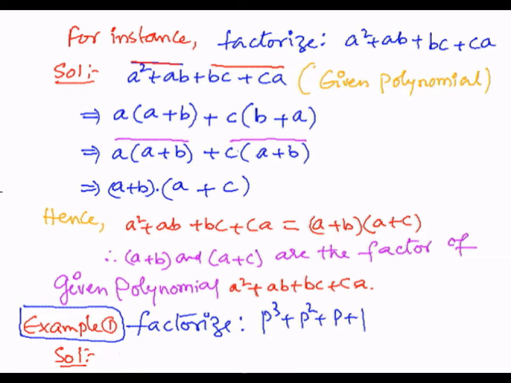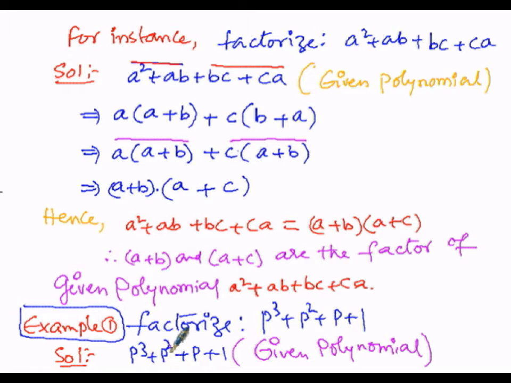So here p cube plus p square plus p plus 1 is the given polynomial. In this polynomial there exist 4 terms. The first term is p cube, the second term is p square with positive sign, the third term is p with positive sign, and the fourth term, that is the constant, is 1 with positive sign.